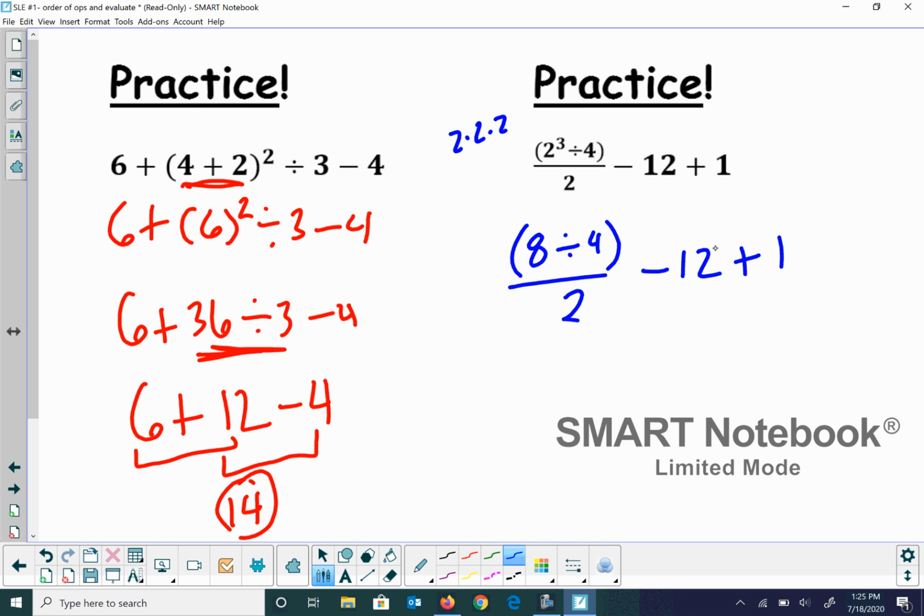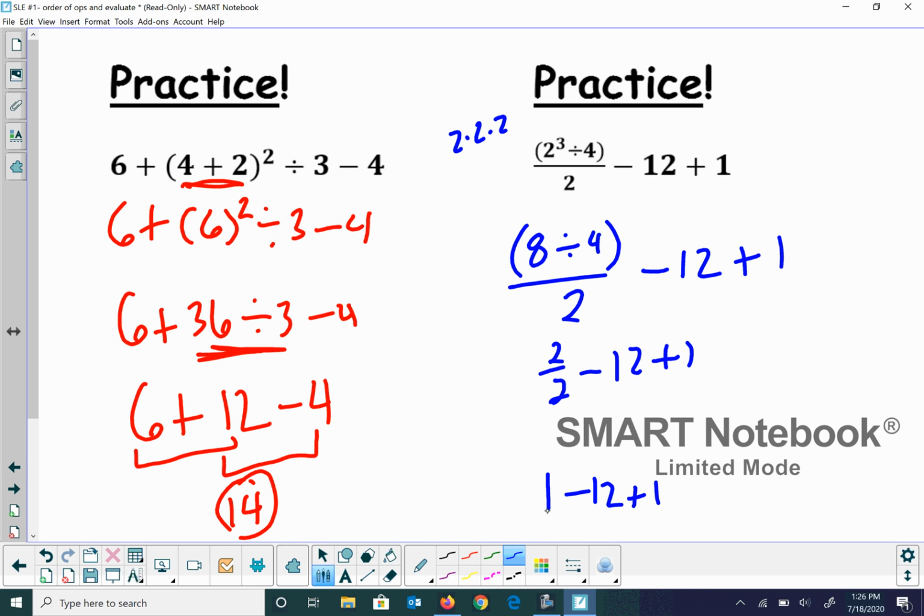So now we have a division problem and a division problem. Here's your first division problem, and here's your second. Let's take care of what's on top first. So 8 divided by 4. 4 goes into 8 twice, so you get 2 over 2. 2 over 2 is the same thing as 1 when you reduce it. Subtract 12 plus 1. And now we're down to an addition and subtraction problem.